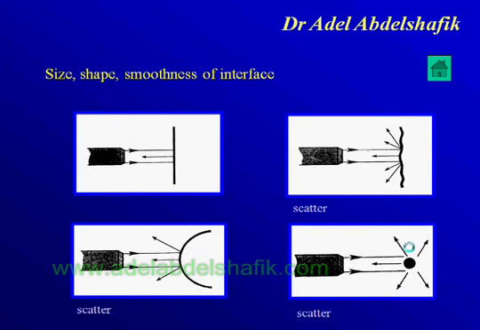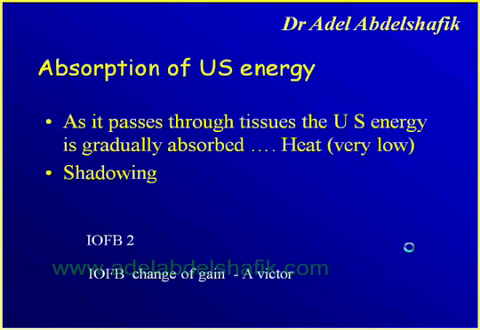Again, if the surface itself is irregular, I'm going to lose part of the reflection coming back to me. If it's homogeneous, the reflection is more.